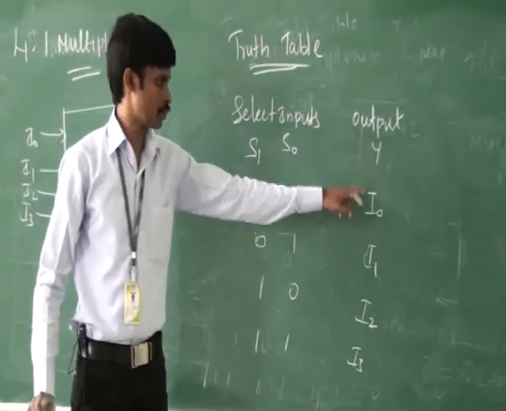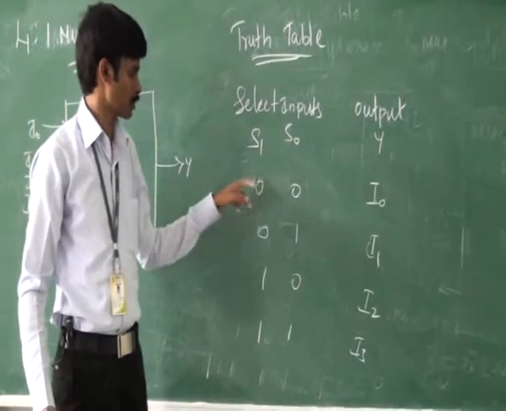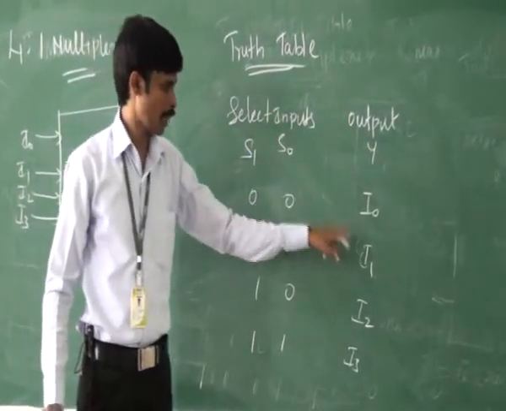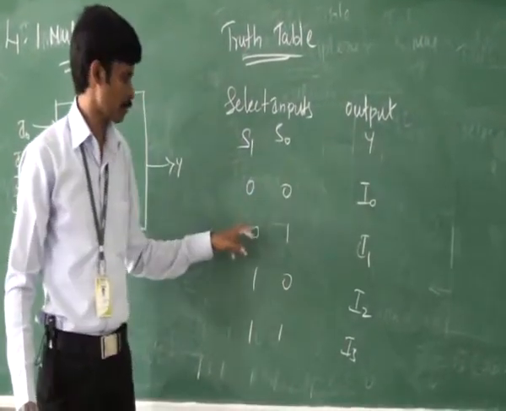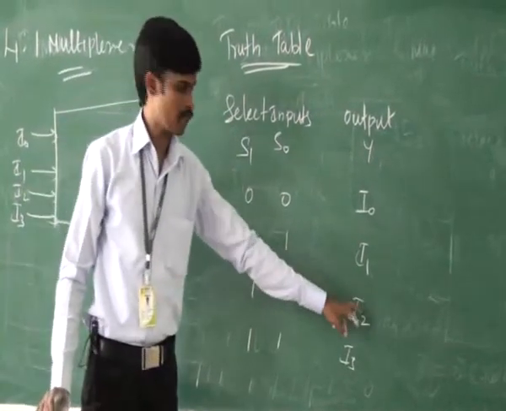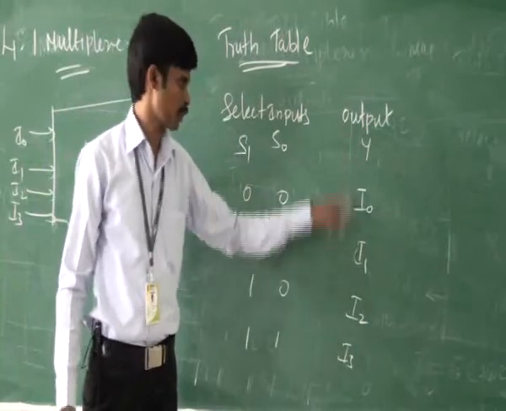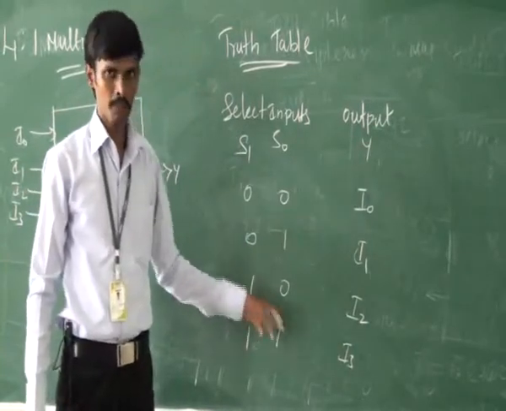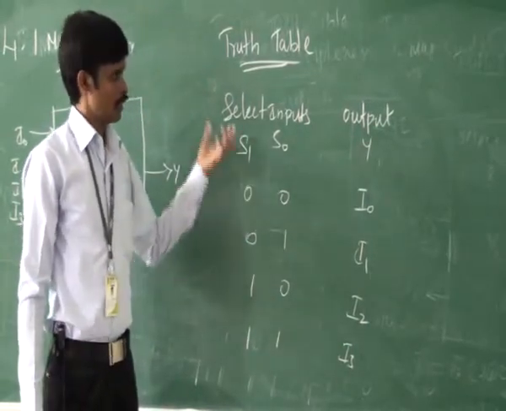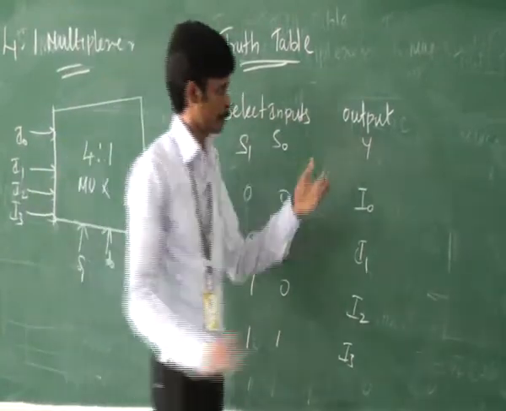Here the output is equal to I0 when the select inputs are 0 0. Then the input I1 is connected to the output when the select inputs are 0 1. Then the input I2 is connected to the output when the select inputs are 1 0. Then the input I3 is connected to the output when the select inputs are 1 1. Then from this truth table, let us derive the Boolean expression for Y.